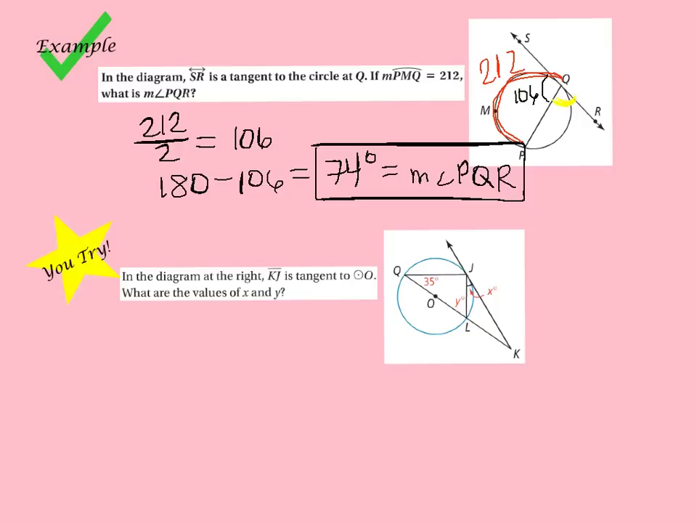Alright, so this is your last problem you try. In the diagram at the right, we have KJ is tangent to circle O. What are the values of X and what's the value of Y?